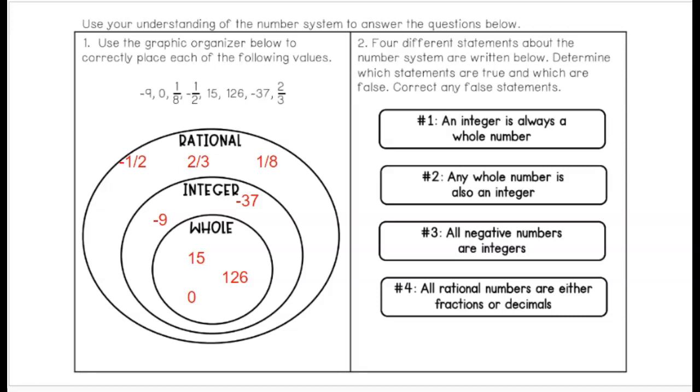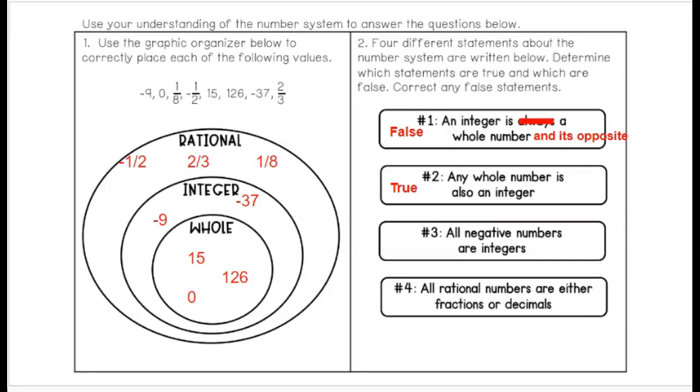Number 2. Four different statements about the number system are written below. Determine which statements are true and which are false. Correct any false statements. Number 1, an integer is always a whole number, is false, because an integer is not always a whole number. Sometimes it is its opposite.